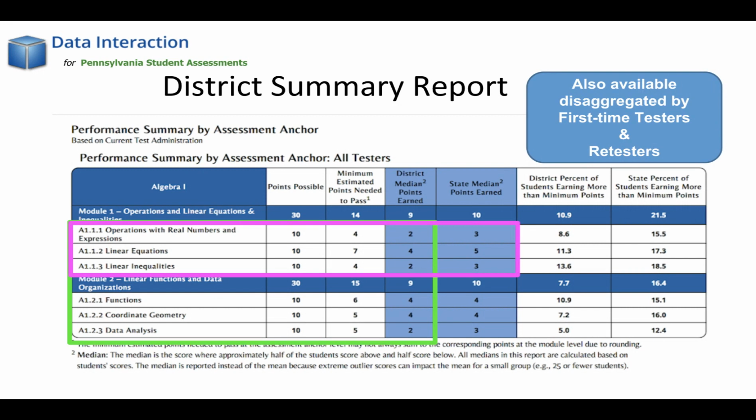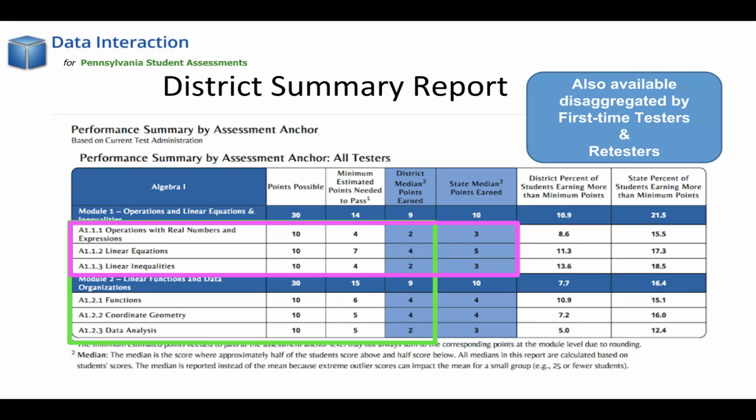But if I take that lens and look over to the state median points earned, I see my district median points may not be as far away as what the minimum estimated points needed to pass would be. So a 2 in district median points earned compared to a 3 in state median points earned, there's a smaller gap there. And the trend seems to continue as I move on to linear equations, linear inequalities, even if I look down at data analysis, but there is a bright spot there with functions and coordinate geometry where the district median points earned is the same as the state median points earned.